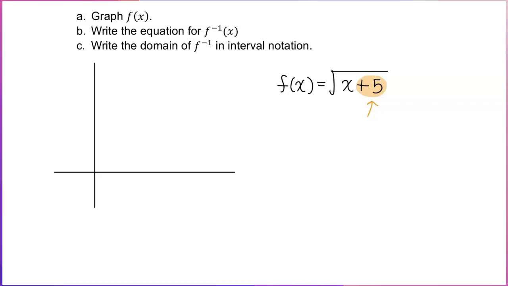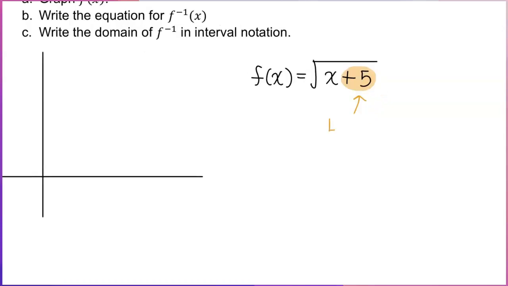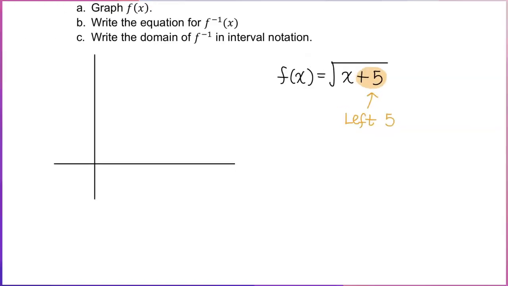This will be the horizontal translation, right? So we will have to shift the graph left 5 units to plot our first point. So instead of at the origin, we're going to go 5 to the left and plot the point. So you know what? I'm going to move that y-axis a little bit to the right. So I'm going to go 5 to the left. 1, 2, 3, 4, 5.